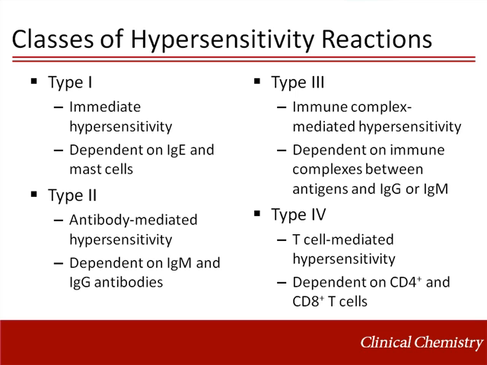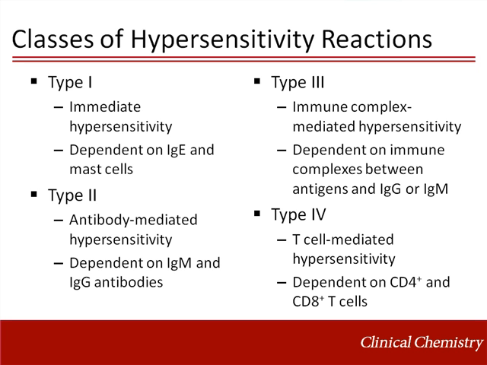The type 2 and type 3 reactions are also antibody-mediated reactions, although they are dependent on IgM and IgG antibodies. The difference between these 2 reactions is that the type 2 hypersensitivity is dependent on soluble antibodies, while the type 3 hypersensitivity is dependent on immune complex formation between the IgG or IgM antibody and an antigen. Lastly, the type 4 hypersensitivity reaction, also known as the delayed type hypersensitivity reaction, is independent of antibody production and is caused by activation of CD4 and CD8 T cells.